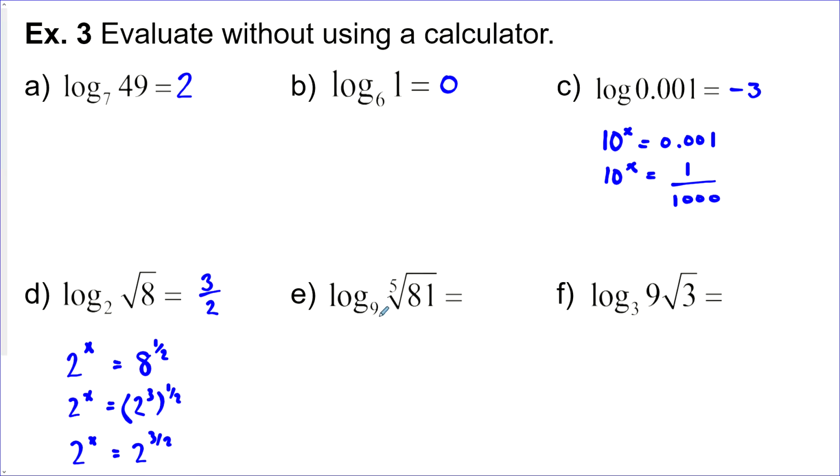Let's try this next one. 9 to what exponent gives me 81? Well, 9 squared gives me 81, and then the index of this becomes the base of our exponent, so 5.